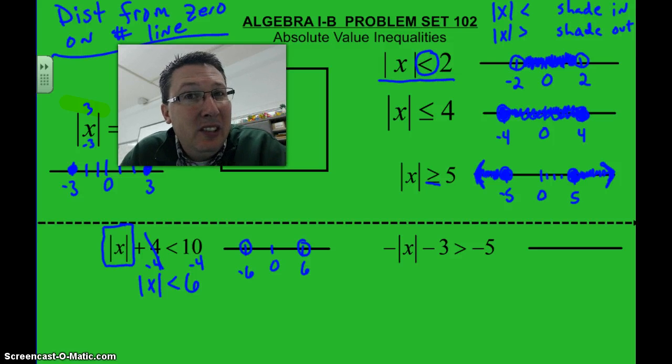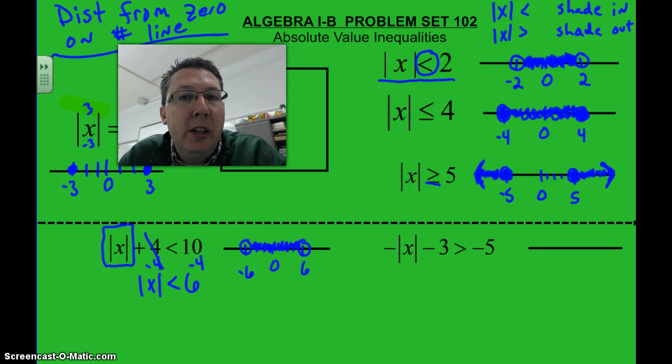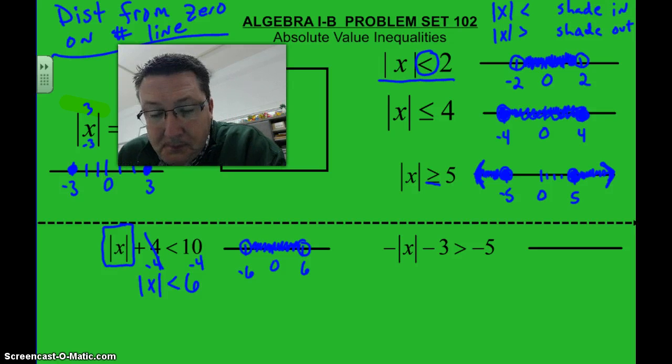And then distances from 0, that absolute value of x is less than 6. So can I go past 6? Nope. I got to stay inside. So I got to stay within those reference numbers. So I shade on the inside. Simple as that. All right, last one.